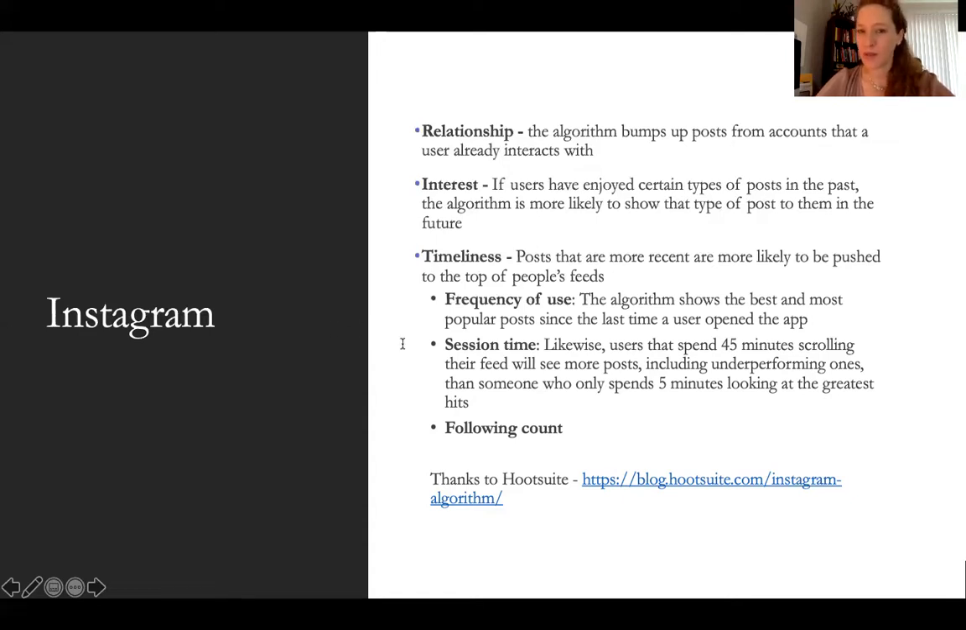Session time also influences this. So if you spend more than 45 minutes, for instance, scrolling through Instagram, they will show you more underperforming posts, as opposed to someone who only spends 5 minutes on Instagram, like me. So apparently I only see the greatest hits. And then also the following count. So a person who follows thousands of accounts won't see every post from the people they follow. They'll only see a selected number of posts.